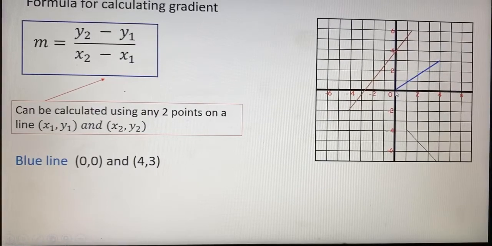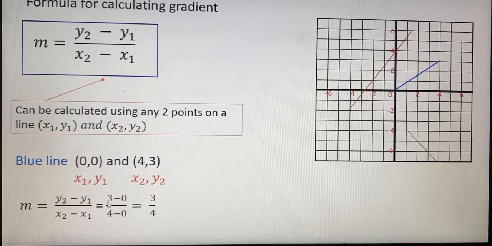If we look at the blue line, we've got a point at 0, 0, and we've got another point at 4 along and 3 up. Okay, so 4, 3. If we call them x1, y1 and x2, y2, then we just substitute them into our formula. So m becomes 3 minus 0 over 4 minus 0, which is 3 over 4. And the good thing about the formula is it will automatically tell you whether it's negative or positive, whether it's sloping up or down. So this is given as a positive value, which is correct because that is sloping up the way, so we should expect a positive value.